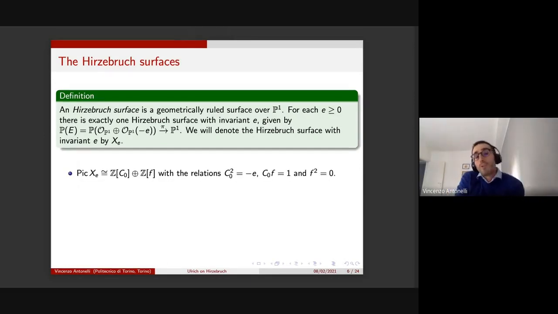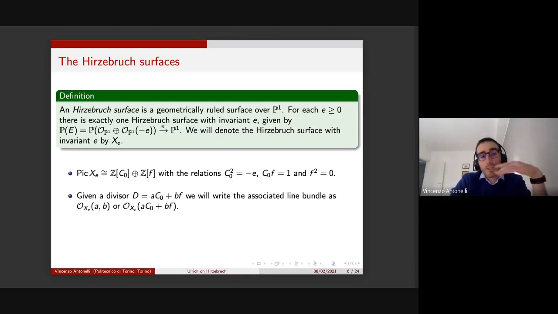The Picard group is generated by a fiber F, a fiber of the morphism, and a section C0. And you have the intersection relations given by C0 square equals minus E, C0F equals 1, and F square, which forms the ruling of lines of the surface, equals 0.